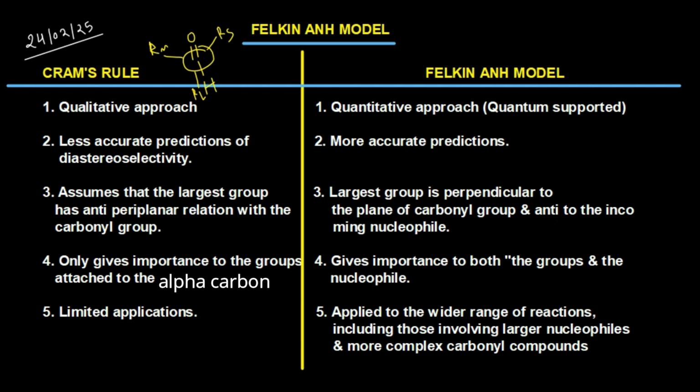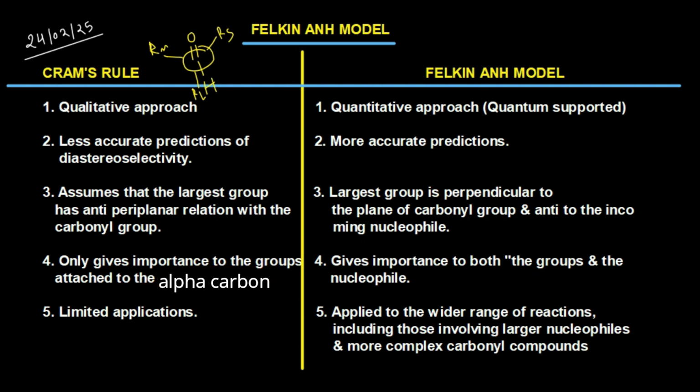So the repulsion decreases and the rate of the reaction increases, and you will get higher diastereomeric percentages of a particular diastereomer. Right. This is the third point of the differentiation. Now the point number 4. Cram's rule only gives importance to the groups attached to the prochiral center.